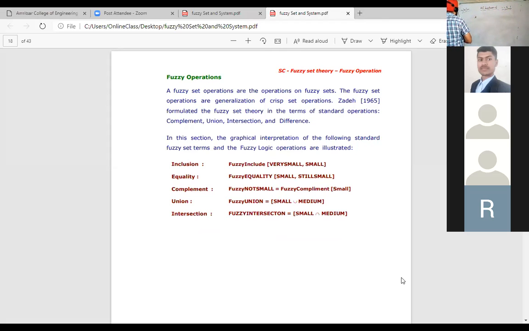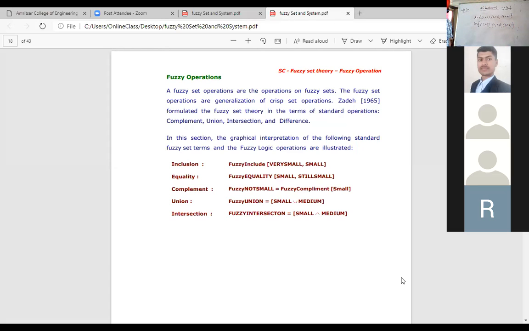There is set A. I will make two fuzzy sets A, like 1, 0.2, 2, 0.3, 3, 0.4. One fuzzy set is this. Another fuzzy set is 1, 0.3, 2, 0.4, 3, 0.6.